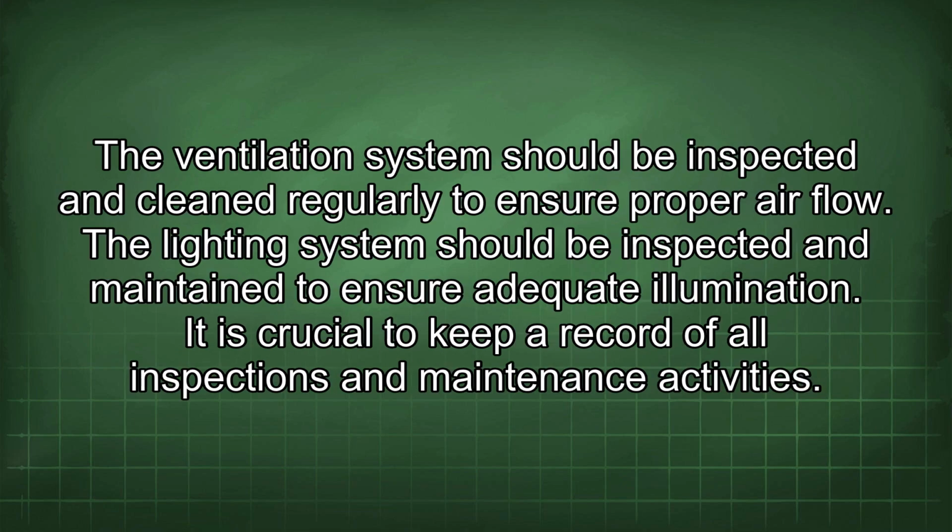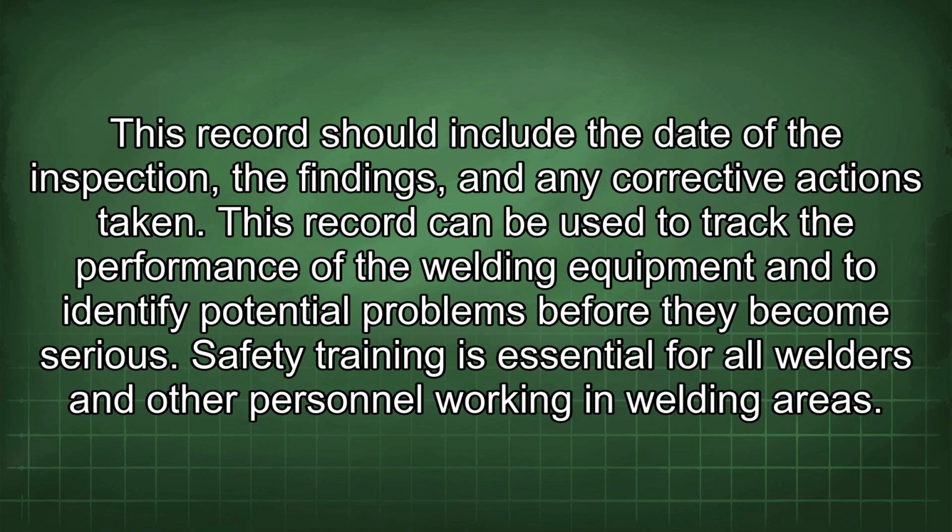The ventilation system should be inspected and cleaned regularly to ensure proper airflow. The lighting system should be inspected and maintained to ensure adequate illumination. It is crucial to keep a record of all inspections and maintenance activities. This record should include the date of the inspection, the findings, and any corrective actions taken. This record can be used to track the performance of the welding equipment and to identify potential problems before they become serious.